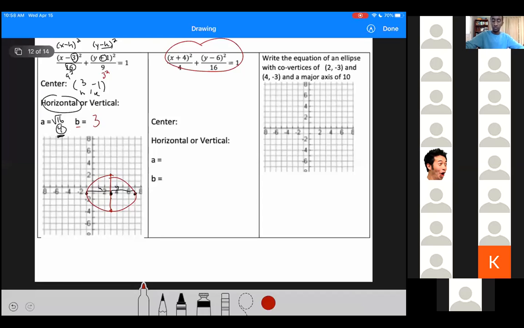Yeah, for the center, I put negative 4, 6. And then it's vertical. And then the A should be 4, and then the B is 2. Okay. Awesome. Y'all agree with that? Yes. Okay. Awesome. And let me see who else said they were done. Kevin, can you walk us through this one?